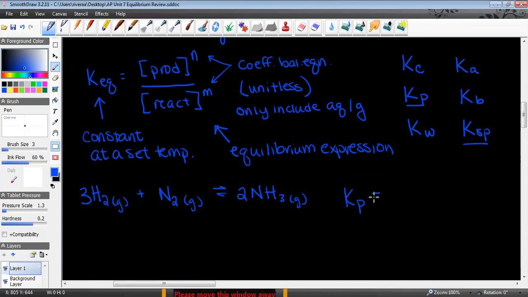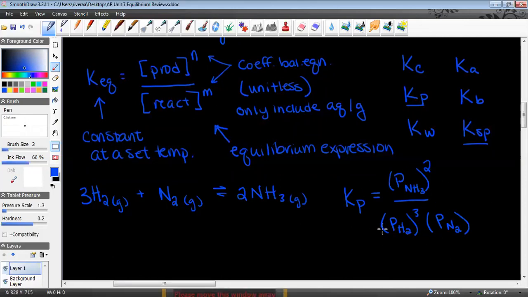The Kp would be equal to the pressure of the NH3, my product, raised to the second, over the pressure of the H2 cubed times the pressure of the N2.